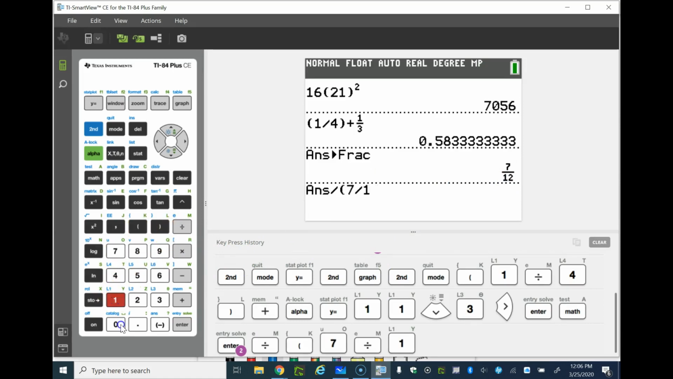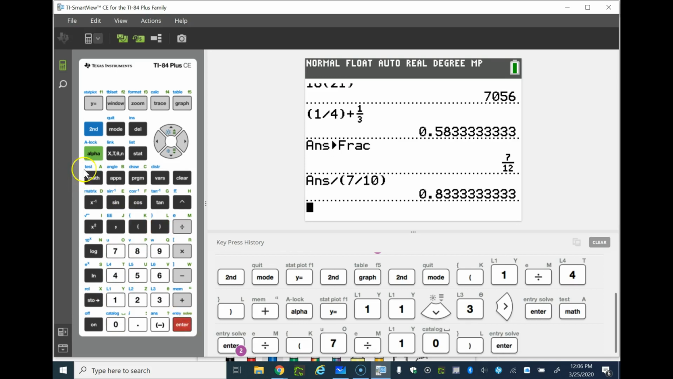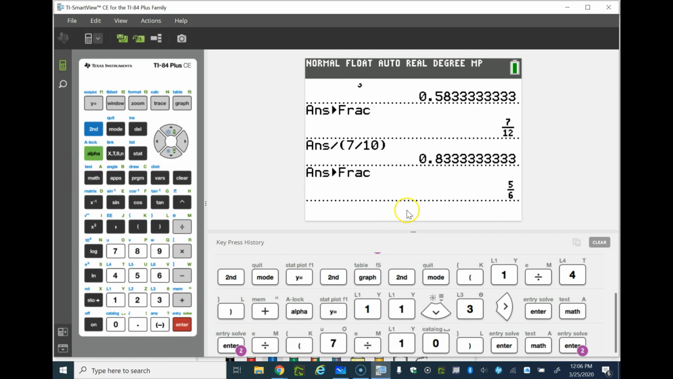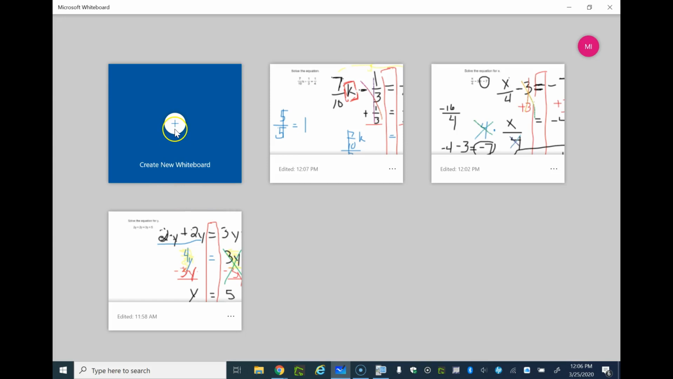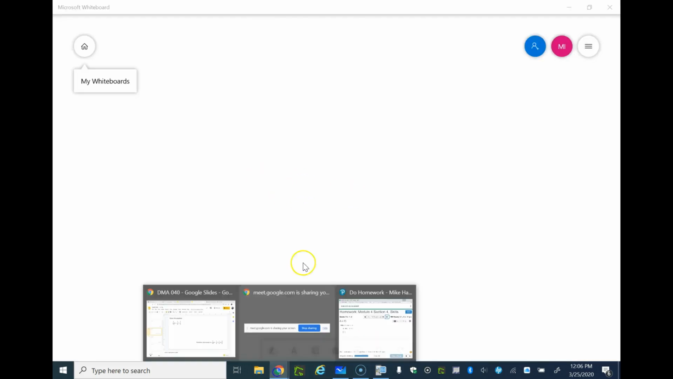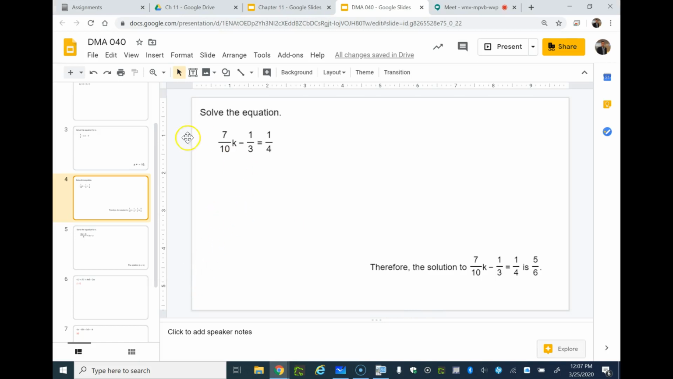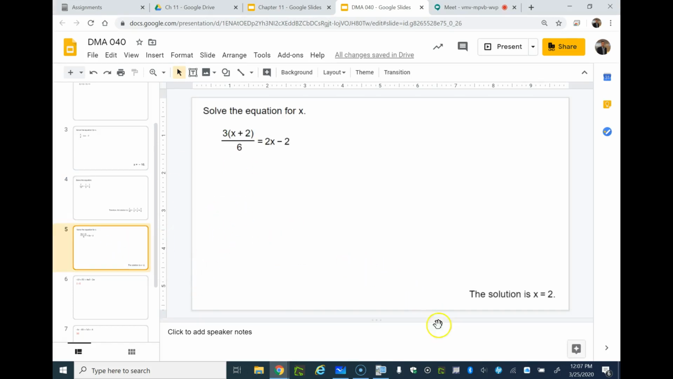7 divided by 10, and then change it to a fraction. My answer should be 5 over 6. So once again, to check your work, take 5 over 6, multiply it by 7 over 10, minus 1/3. We should get 1/4 to be our answer. I think now we're kind of ready to start a problem with a little bit more to it.